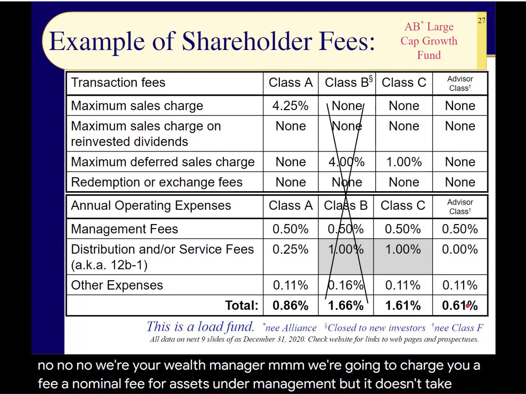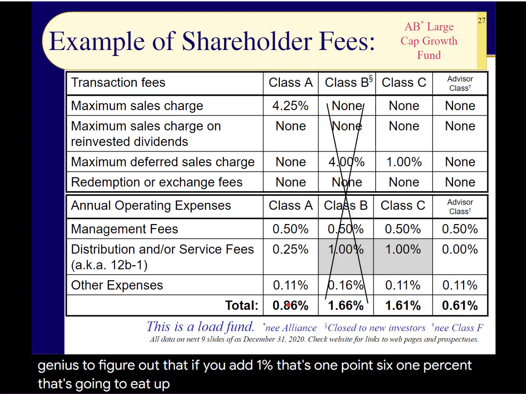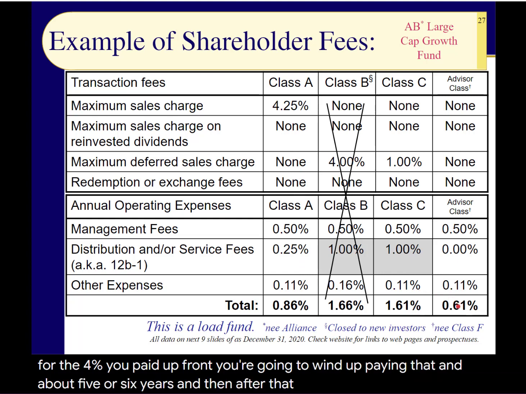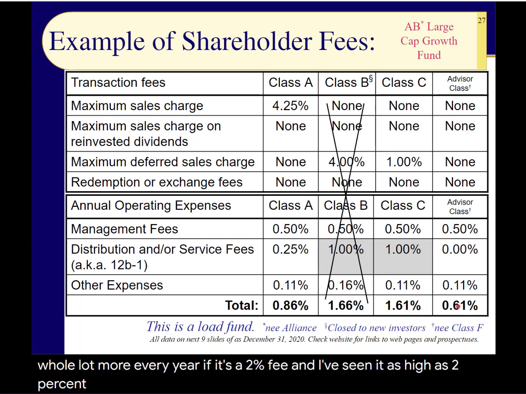But it doesn't take a genius to figure out that if you add 1%, that's 1.61%. That's going to eat up this 0.86% fairly quickly. The 4% you paid up front, you're going to wind up paying that in about 5 or 6 years, and then after that, you're getting charged a whole lot more every year. If it's a 2% fee, and I've seen it as high as 2%, you're going to eat that upfront fee in 2 years, 2.5 years.